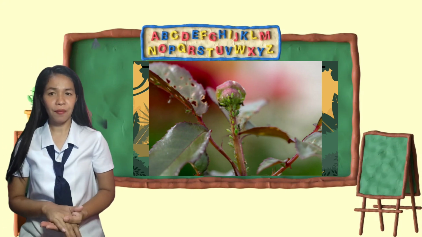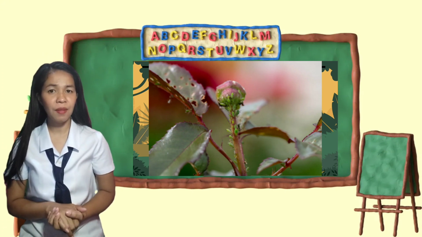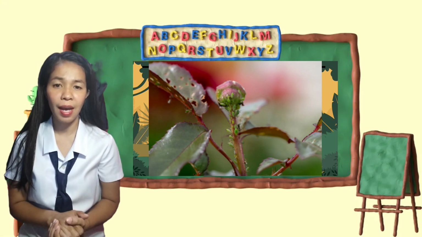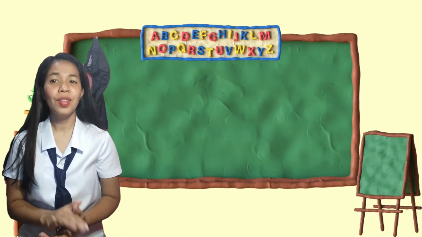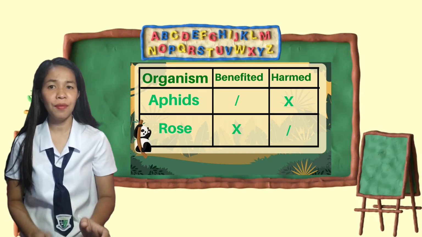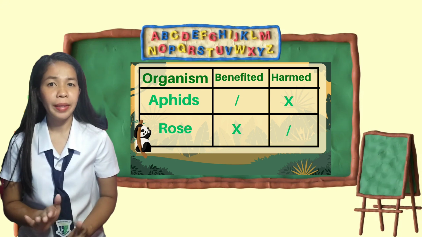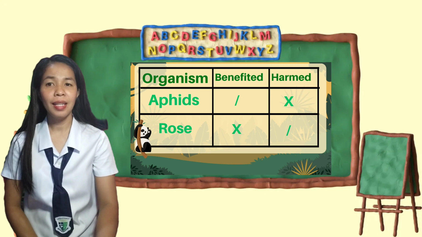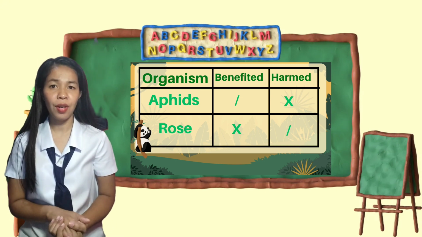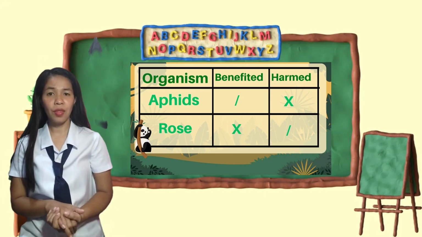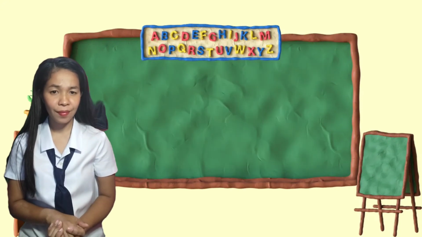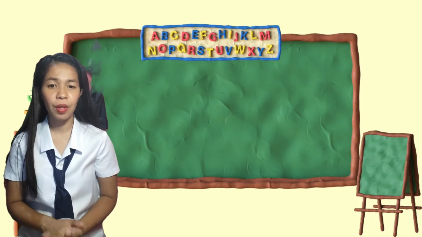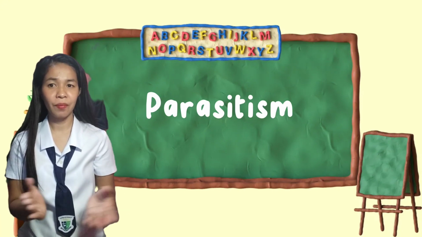Which one is badly affected? And which one benefits from this interaction? Janice, can you share your answer to us? That's right. The rose is badly affected or harmed while the aphids benefit from this interaction. Can anyone describe the type of interaction between the aphids and the rose plants? Excellent. This type of interaction is called parasitism.